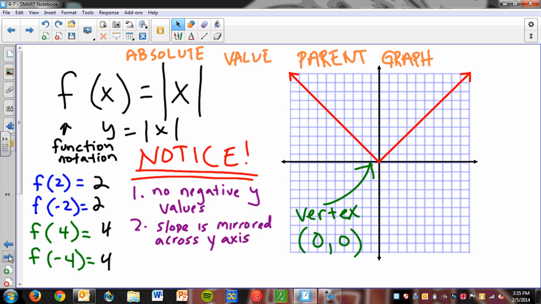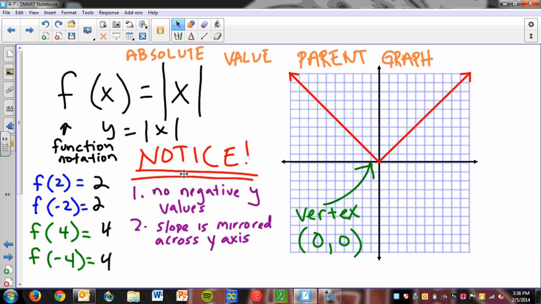Here's how you graph it. This is the absolute value parent graph right here in red. Our vertex here, where it stops going down and starts going up, is a very important point. And right now, on the parent graph, it's (0, 0). Parent graph meaning we didn't make any changes to it, which we will momentarily. You could see it in function notation, f of x equals absolute value of x, or to graph it, you might see y equals absolute value of x.